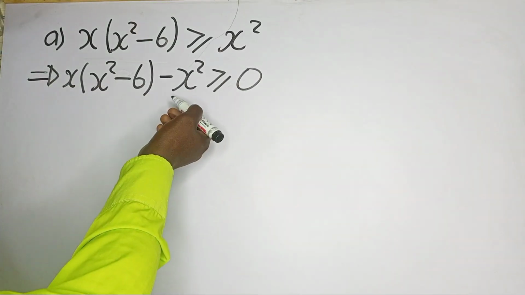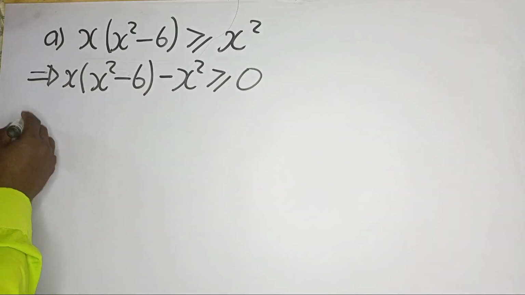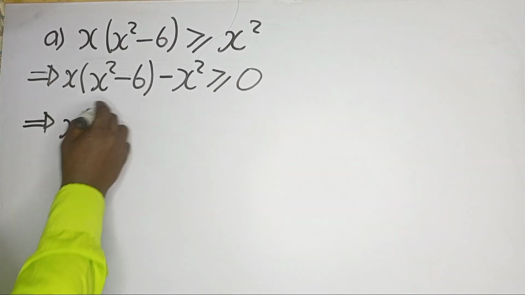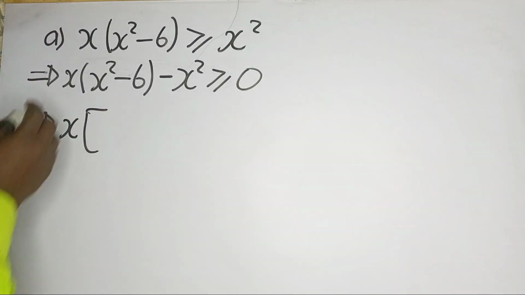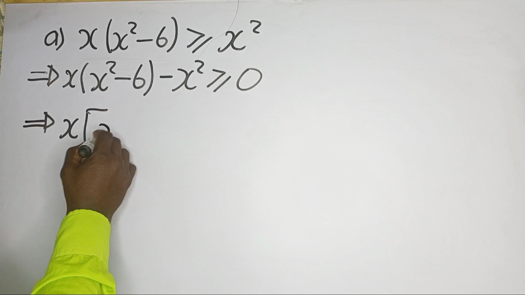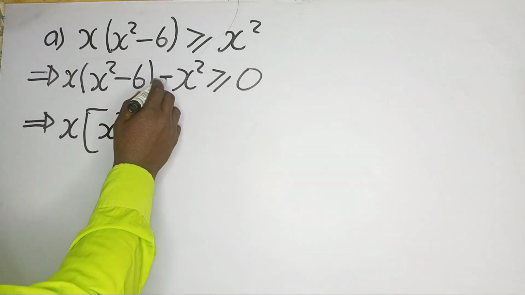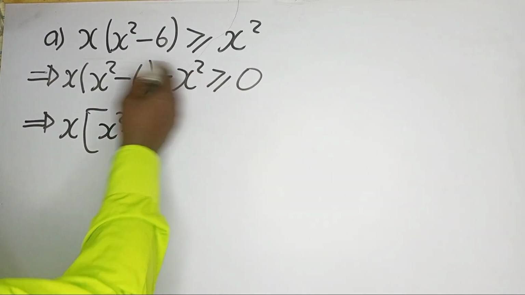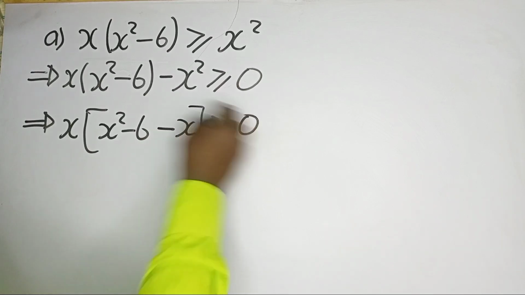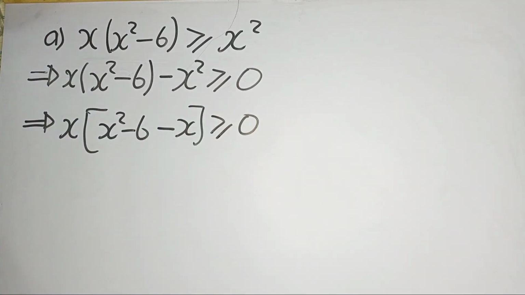Here we can see that x is common. We'll factorize out the x. When we remove it from here, we have x² − 6, and this is negative x². When we remove x from there, we have negative x, greater than or equal to 0.